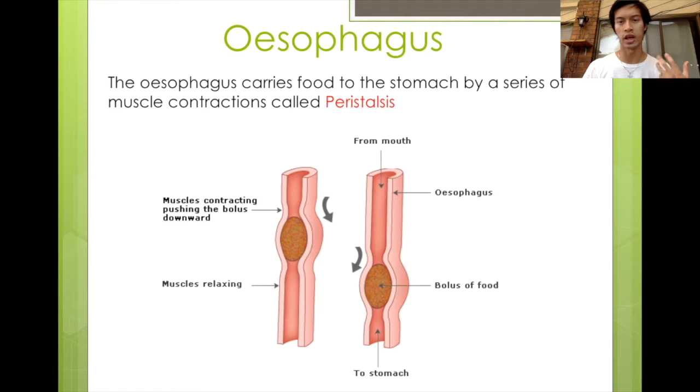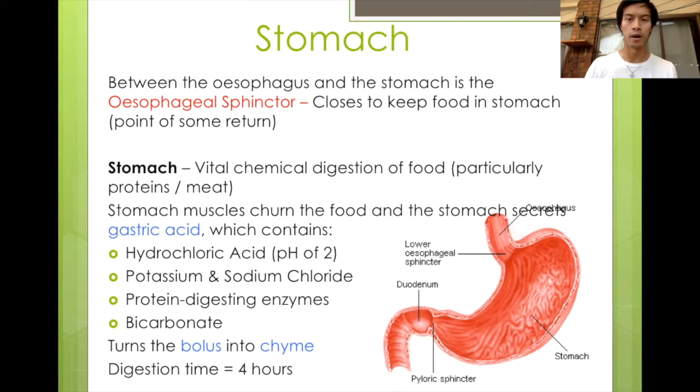And then also, in the case of when you need to vomit, it also pushes the food back up. Now the stomach. Between the esophagus and the stomach is what we call the esophageal sphincter. A sphincter is a ring of muscles that, when they contract, tighten and form a seal. The esophageal sphincter is what separates your esophagus from your stomach.